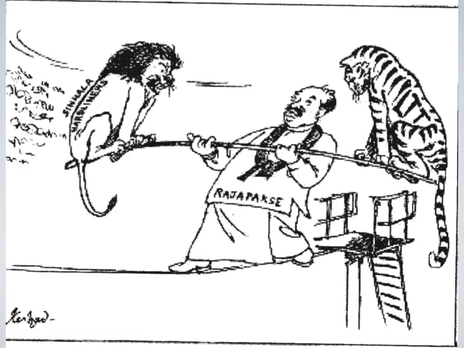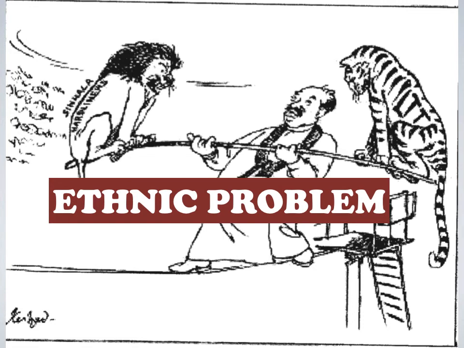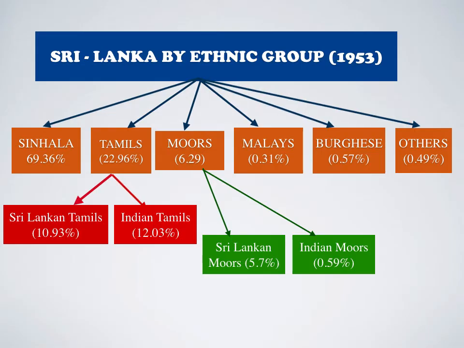Now, they faced serious ethnic conflict. So, their problem was ethnic problem. Now, if you look over here, this is Sri Lanka population census of 1953, and we can see that there are 6 different ethnic groups. Now, we will focus only on 2 of them.